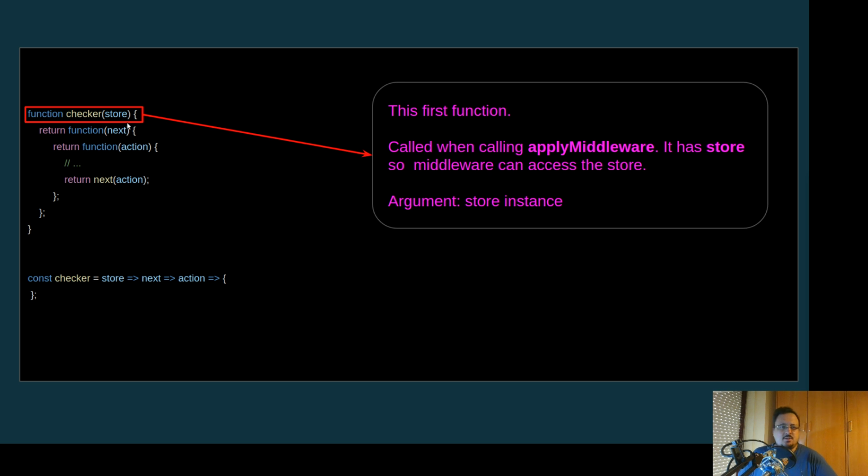So this is the first function, the checker, that has the store instance as argument, and I forgot to put the apply middleware when creating the store. That's the function that is called when you create a store and when you apply that third argument in the call to create a store, the apply middleware. So that first function is immediately called. And we pass the store so that the middleware has access to the store.